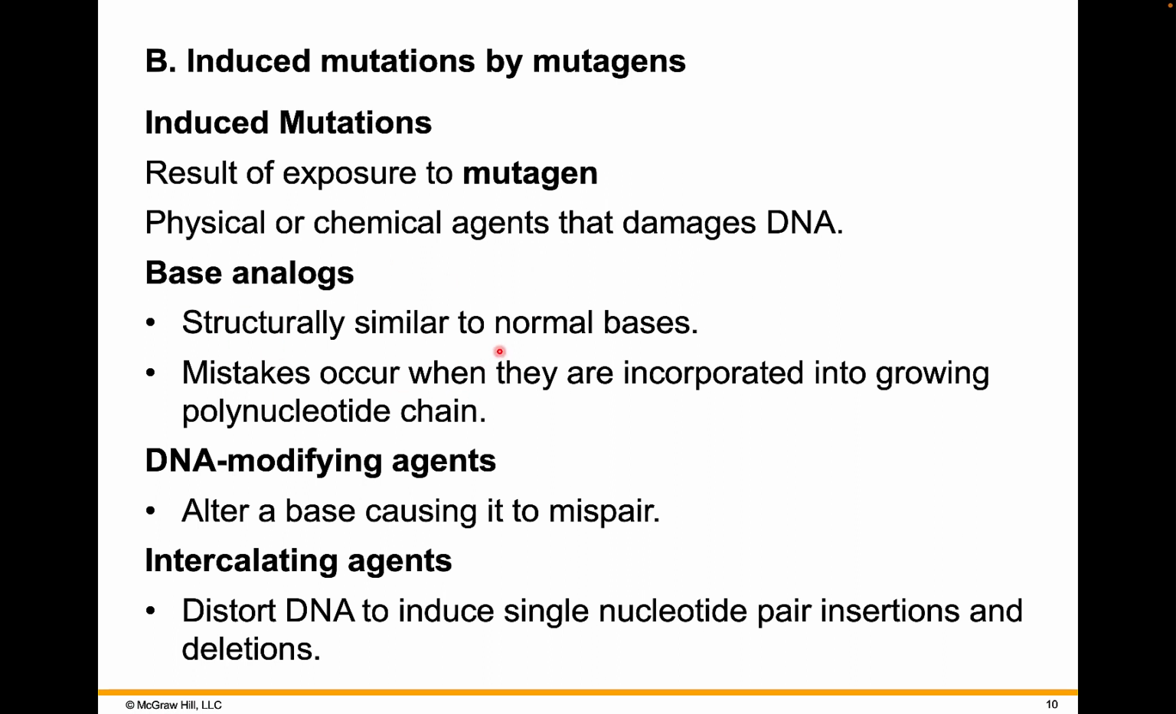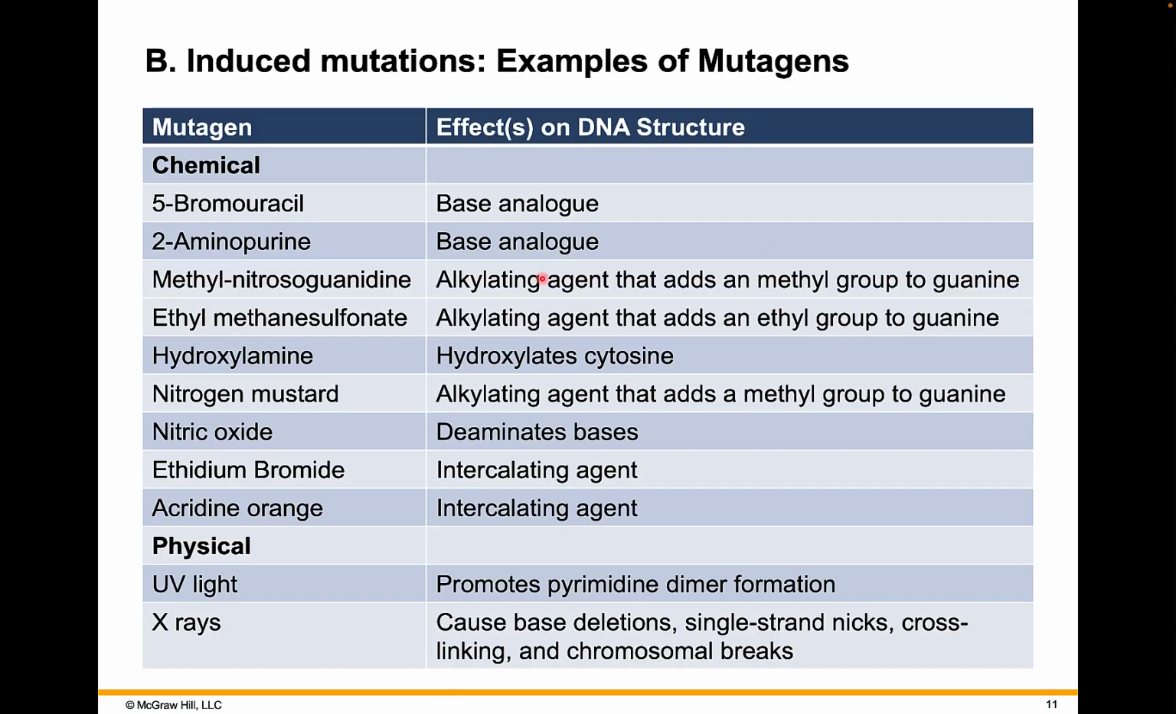One of the classes is base analogs. They are structurally similar to bases, and they can change their tautomeric forms very rapidly, much more than a normal base, and they can be incorporated into the growing nucleotide chain, causing a mismatch. There are DNA modifying agents, and these can alter a base, causing it to mispair. And there are intercalating agents, which distort the DNA and induce single nucleotide pair insertions and deletions. So let's take a look at a couple of them.